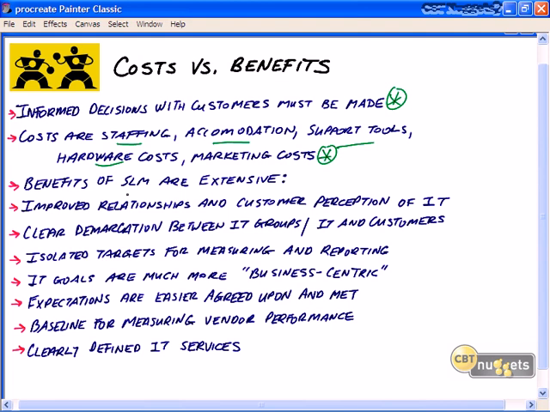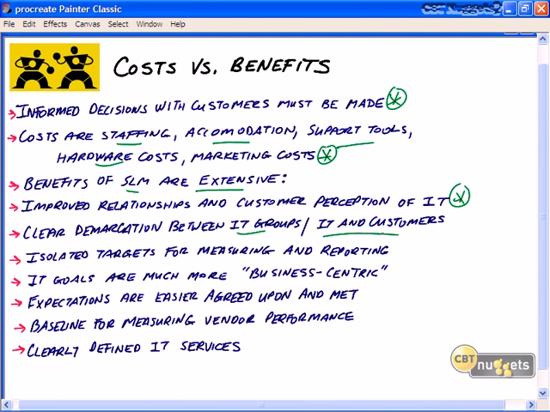What are the benefits of service level management, which we, of course, defined in the beginning of this nugget? Well, SLM is going to lead to improved relationships with your users and your customers. It's going to improve and validate the customer perception of information technology, and that's typically through management of the service desk. But there are other IT services as well that are going to be presented to customers that are going to be the interface, the look and feel of IT.